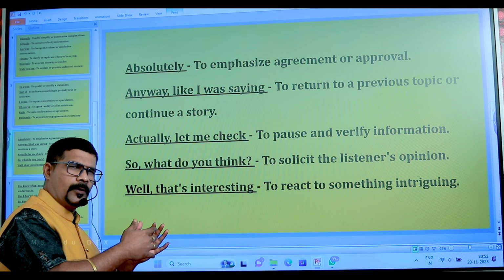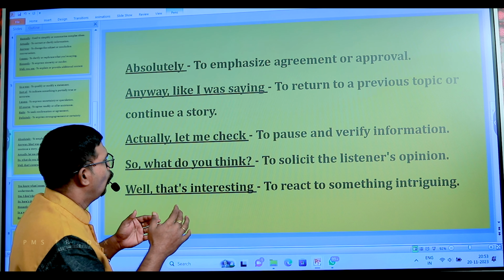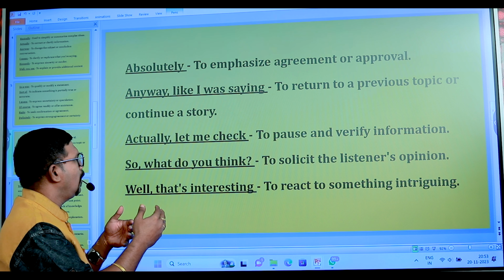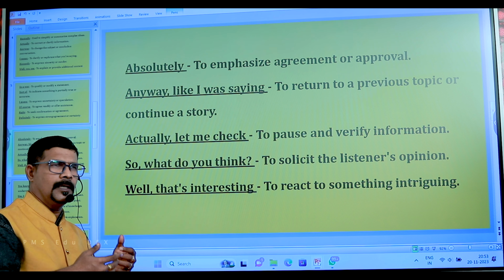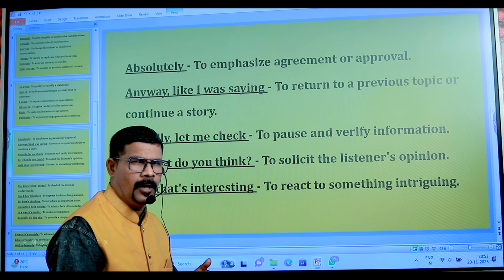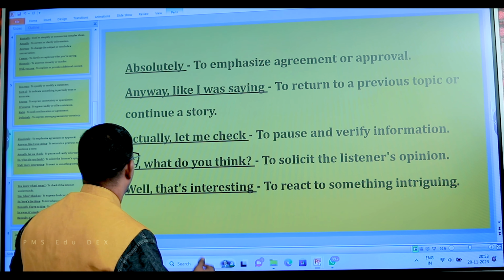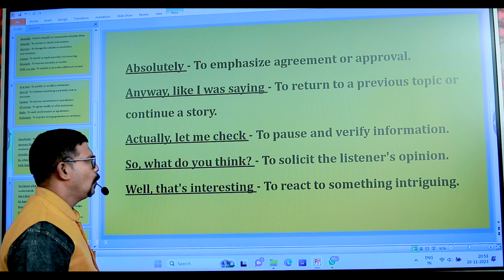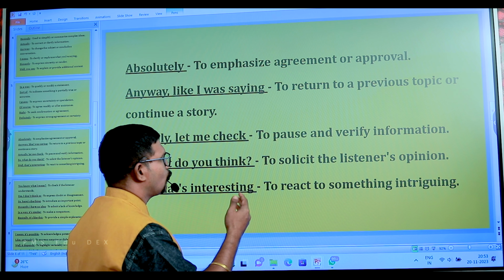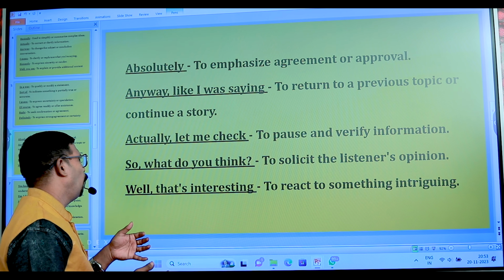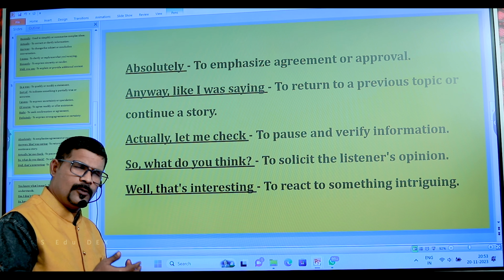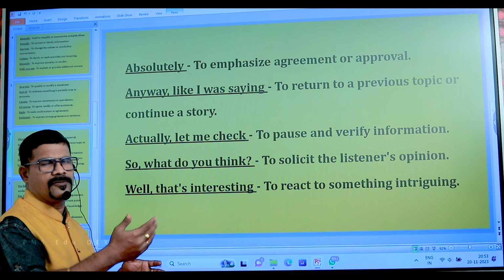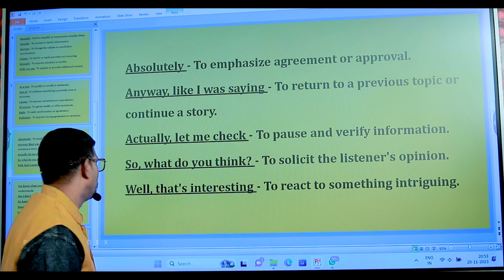Actually, let me check, to pause and verify information. So when you say "actually, let me check", it says that you want to check your previous idea or statements. So what do you think? To solicit the listener's opinion. When we are speaking on something, we are seeking an opinion from the listener with whom we are sharing the information.